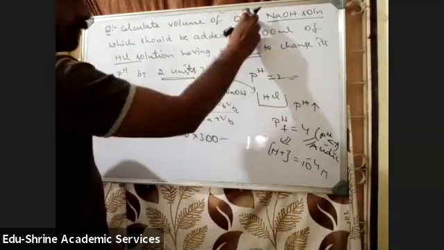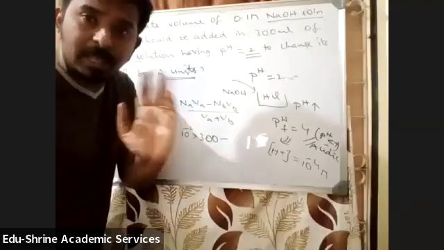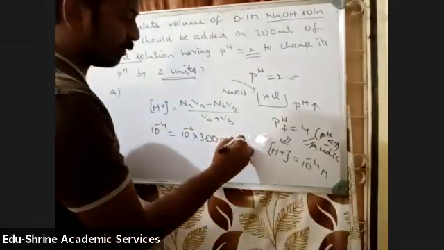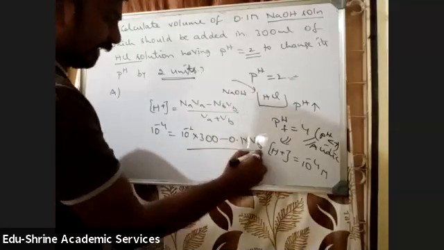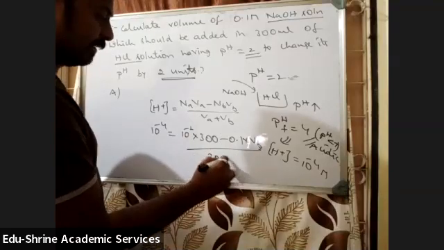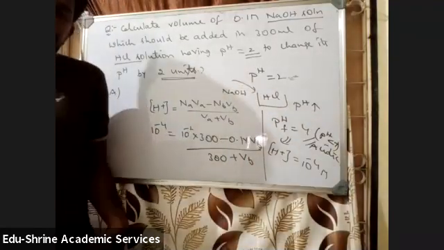minus molarity of the base is 0.1. For NaOH, molarity and normality are the same, so that will also be 0.1 into volume. We need to calculate by 300 plus V. So simplify, students, this one, you will get the answer.